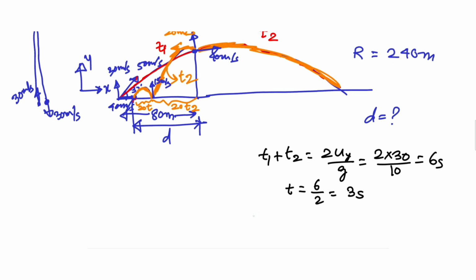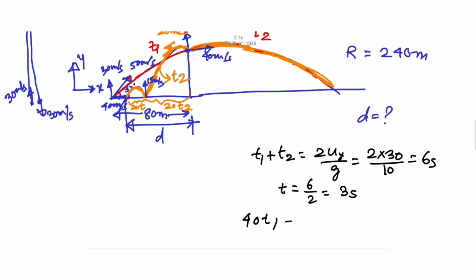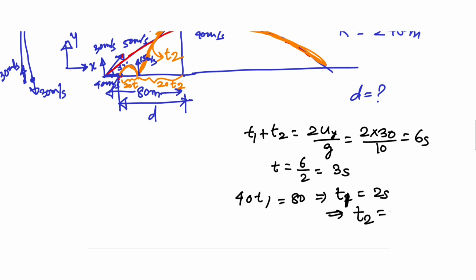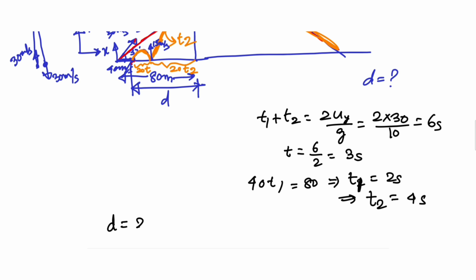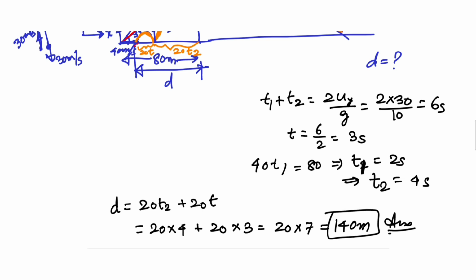One more thing: before it strikes the wall, it takes time t1, and the velocity along the x-axis was 40, so 40 times t1 equals 80. That implies t1 equals 2 seconds. If t1 is 2 seconds, what will be t2? The value of t2 will be 4 seconds, right? Now we know what d is. d is 20 t2 plus 20 t, that is equal to 20 times 4 plus 20 times 3, so equal to 20 times 7, which is 140 meters, and this is our required answer for this question.